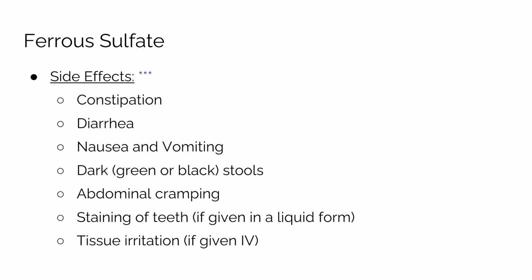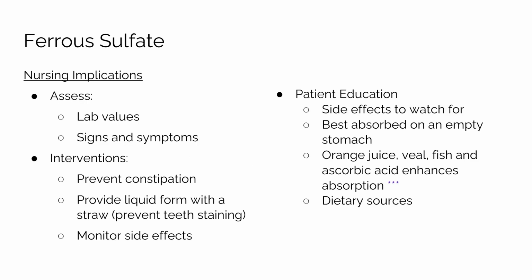This includes constipation, diarrhea, nausea and vomiting, dark, so green or black, stools, abdominal cramping, staining of teeth if given in a liquid form, and tissue irritation if given IV. Nursing implications for ferrous sulfate include assessment, so checking the lab values as well as acknowledging and understanding the signs and symptoms.